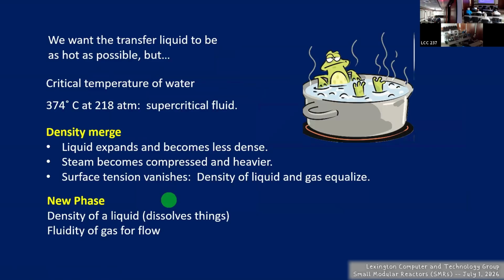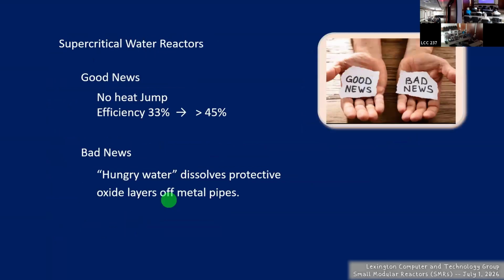But water is a problem. If it gets to 374 degrees at 218 atmospheres, you get a supercritical fluid. You have what's called density merge. The liquid expands and becomes less dense. The steam becomes compressed and heavier. At some point, they become of equal density, the surface tension vanishes, and the density of the liquid and gas equalize. What you have then is a new phase. That new phase dissolves all sorts of things, but it does maintain the fluidity of gas for flow. So it's kind of a supercritical water reactor.